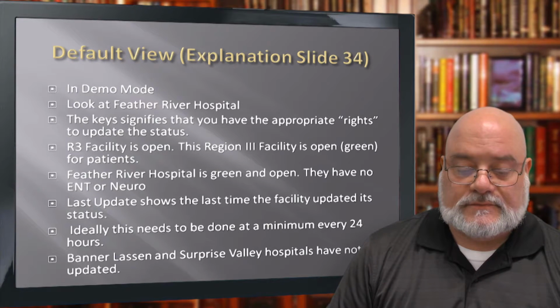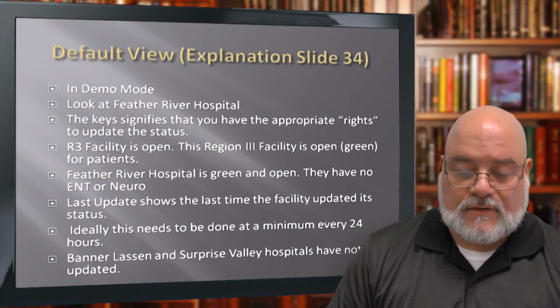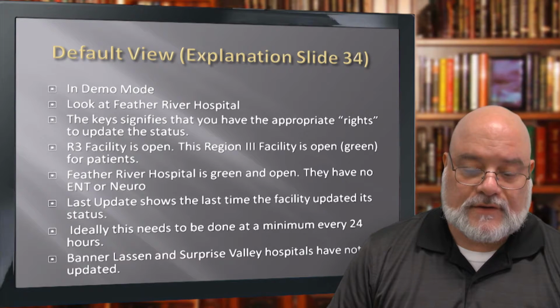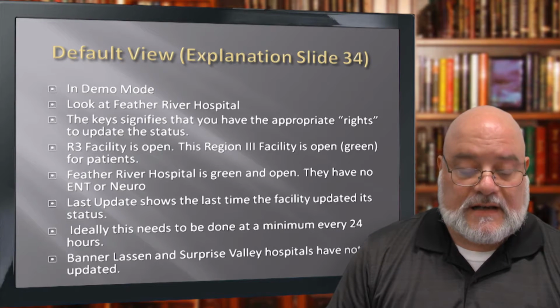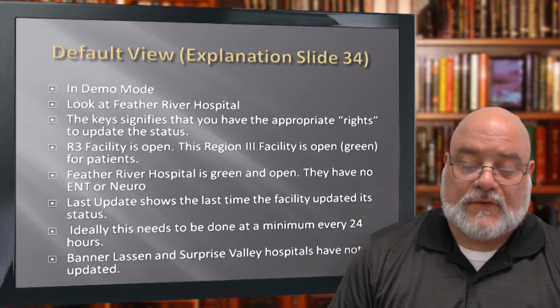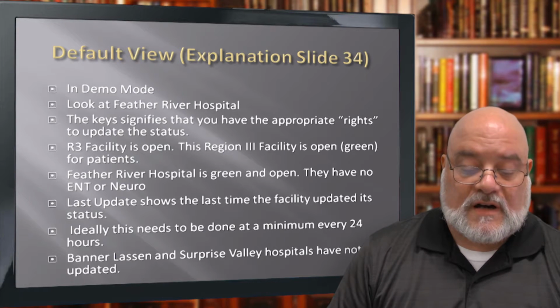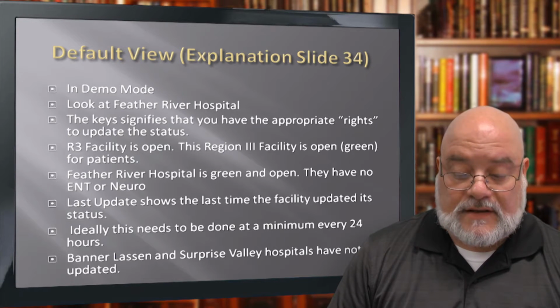So, when you look at the default view, and that was on slide 34, you looked at Feather River Hospital. The key signifies that you have the appropriate rights to update the status. Again, Region 3 facility is open. This is green. Feather River Hospital is open, but as noted, they had no ENT and no neurology.